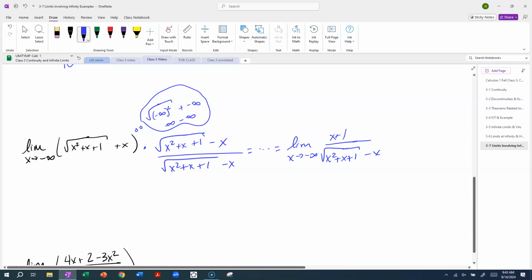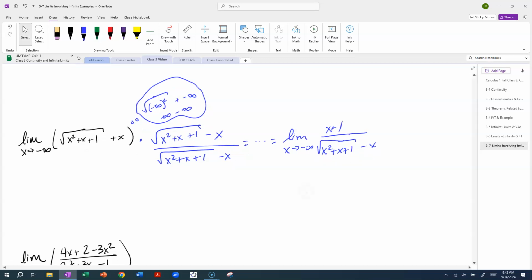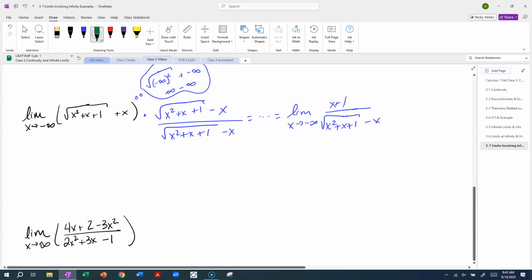Now what I'm going to do, because I know how to work personally better with limits at positive infinity rather than negative infinity, is a little substitution. I'm going to let y equal negative x. Okay?